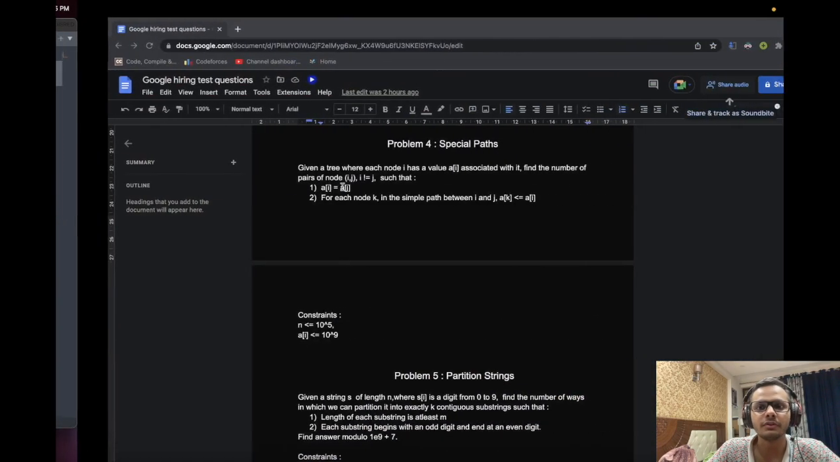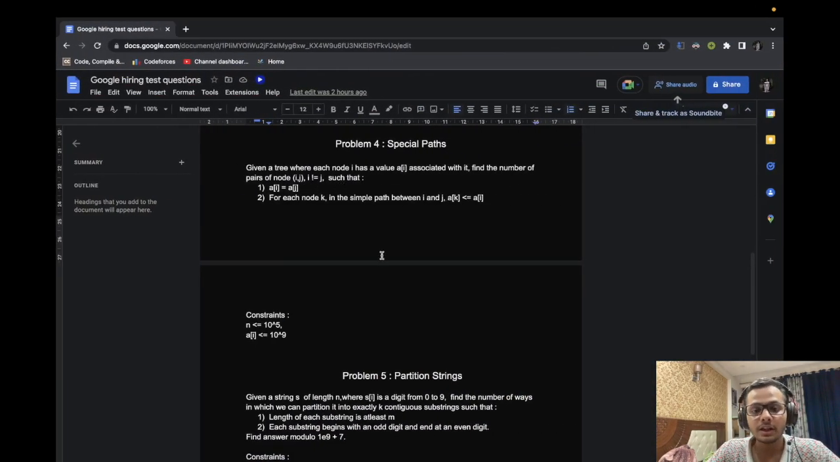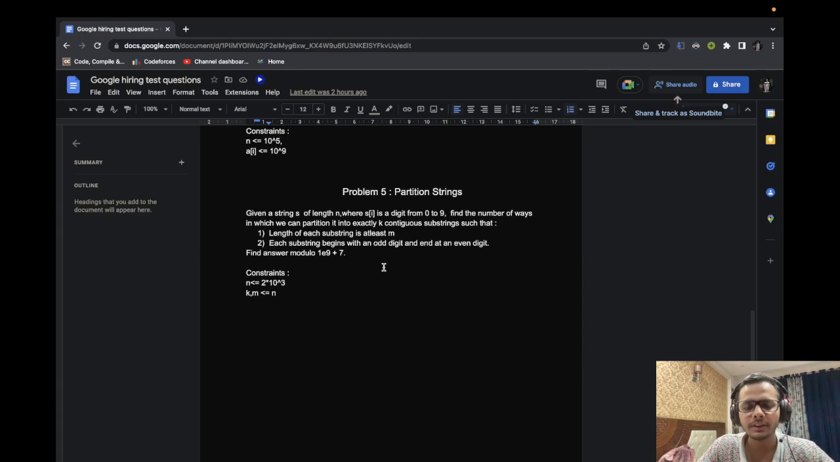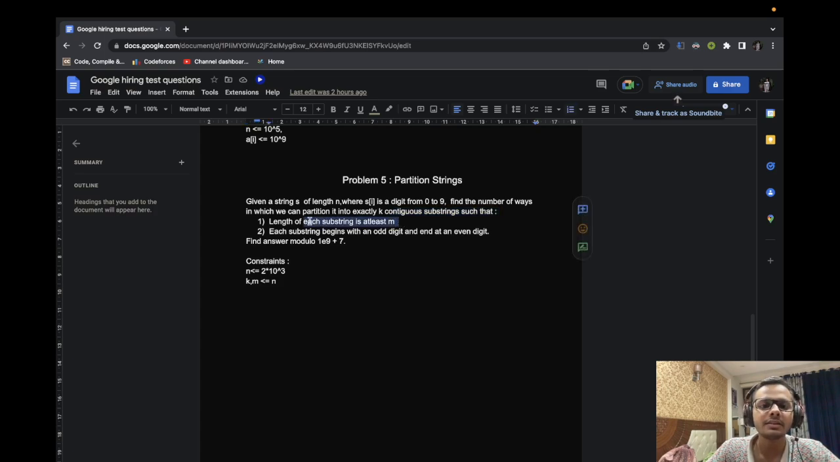So this is the solution of the fourth problem. Now we'll just have a look at the fifth and the final problem. This is again not very difficult, but a moderately hard problem. So here we are given a string s of length n, where s_i is a digit from 0 to 9, and we have to find the number of ways in which we can partition it into exactly k contiguous substrings. Notice that the length of each substring is at least m, and each substring begins with an odd digit and ends at an even digit. So these are the requirements that we have.